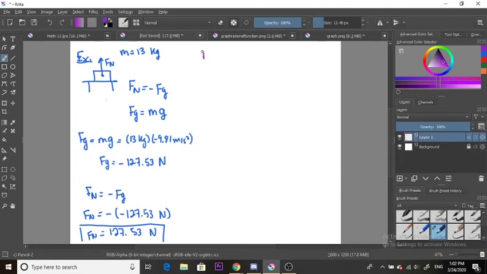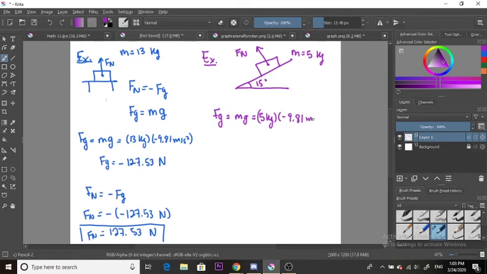Now, let's try an example where we have an angle associated. So let's say our angle is 15 degrees. We have a box that's resting on this ramp. We know that the box has a mass of 5 kilograms. We want to know what our normal force is on this box exerted by the ramp. So, just like with the last one, our first step is to find out what the gravitational force is. So, mass times gravity, so 5 kilograms times negative 9.81 meters per second squared will give us an answer of negative 49.05 newtons.